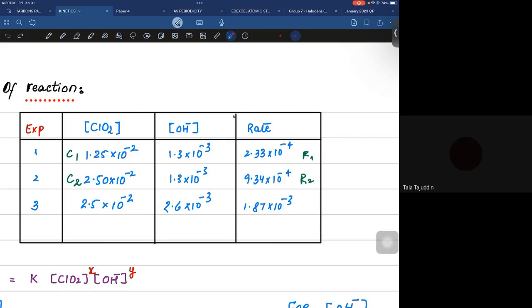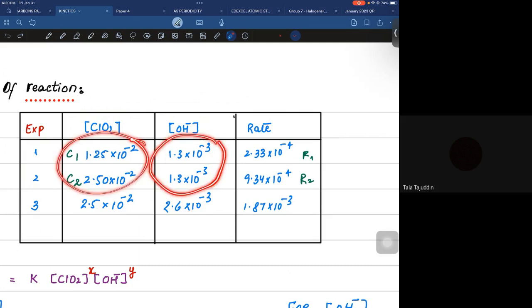Let's suppose I want to find out the order of reaction with respect to ClO2. To find out the effect of the concentration of ClO2, you have to select those experiments in which the concentration of OH is the same, as you can see in experiment 1 and 2, because I want to study the effect of this.